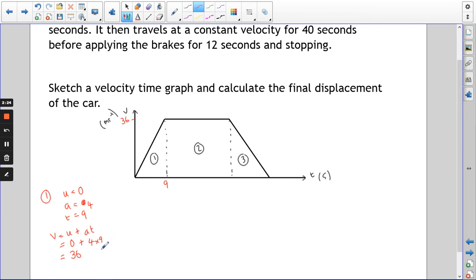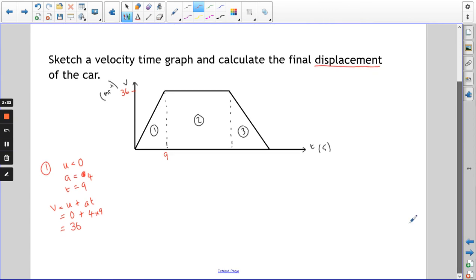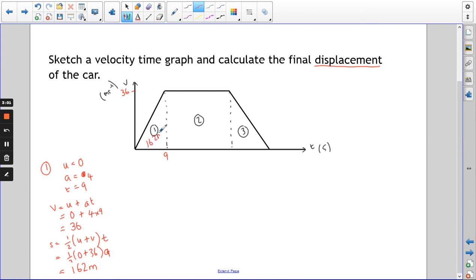Okay. And because we're trying to find the total displacement, it would be a good idea if I can find s at this stage as well, just the displacement for that part of the graph. And probably the easiest way to do that, given that I've got all of the numbers, is to use s equals a half u plus v t. So that's a half of 0 plus 36, so that's 18, times 9. That's 162 meters. Okay, I'll label that in there. That's 162 meters of displacement in section 1.